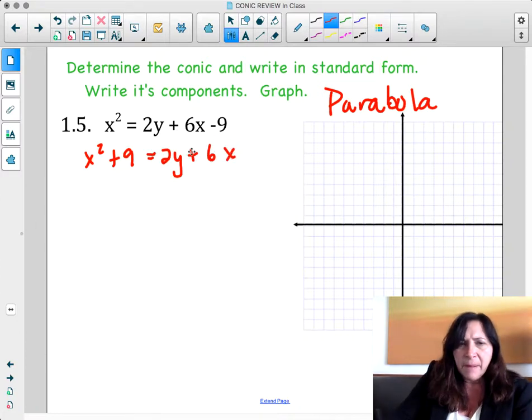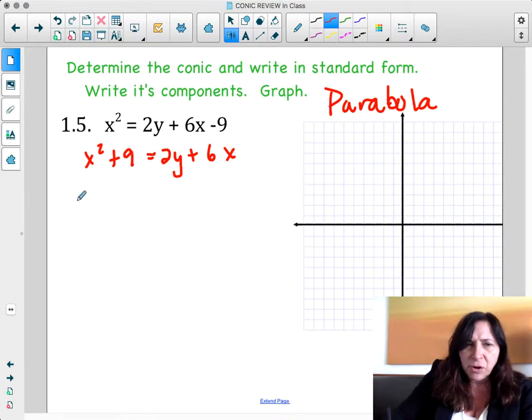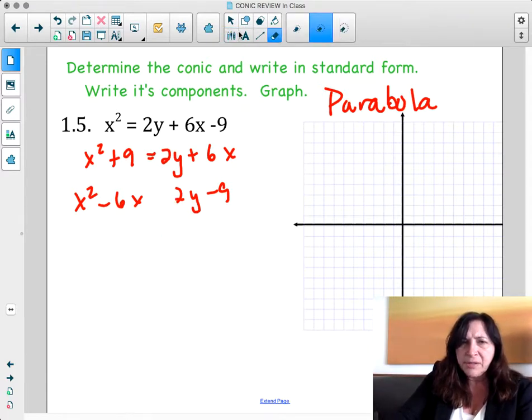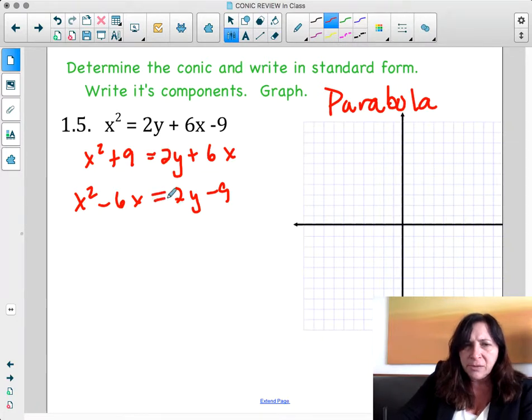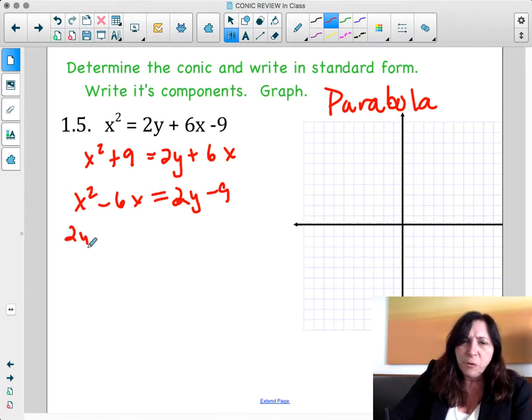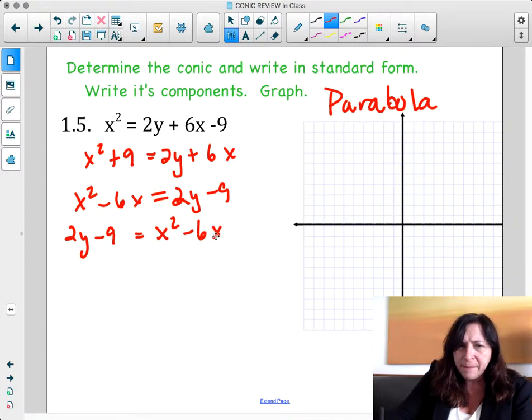That's not very helpful. I need to move the 6 over also. So x squared minus 6x is equal to 2y. Let's see, I'm bringing that 9 back over. Now I have my x squared terms together, and I can complete the square. I'm only completing the square one time because, remember, it's a parabola, and you only have an x squared term and an x. Before I complete the square, I'm just going to put that squared term on the right, like I like that.